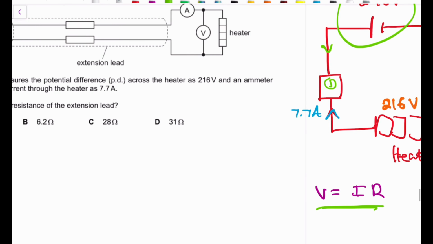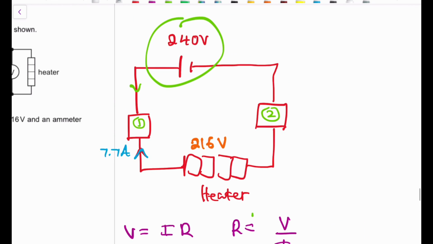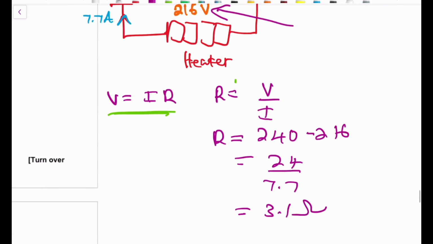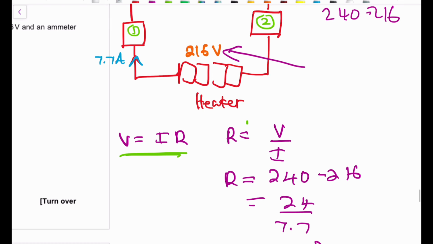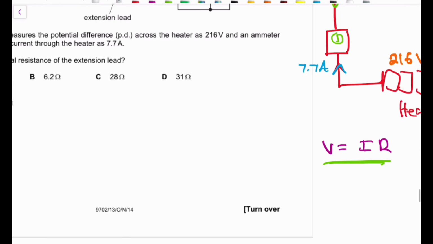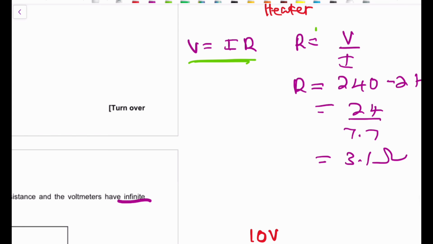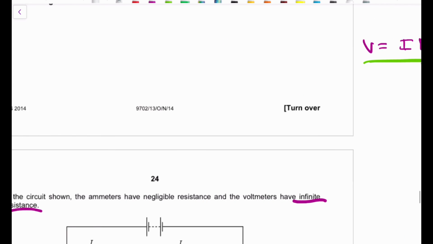So how can we find the resistance? Well, the resistance will be equivalent to the potential difference divided by the current. We have 240 at this power supply, but this one gets 216. So the difference of 240 and 216, which is 24, will be the amount of potential difference used to go over the two lead resistors. The current is 7.7, so we divide the two and we get 3.1. So 3.1 ohms is going to be our total resistance.